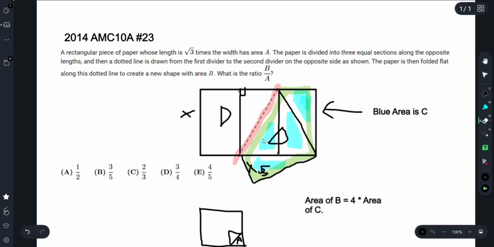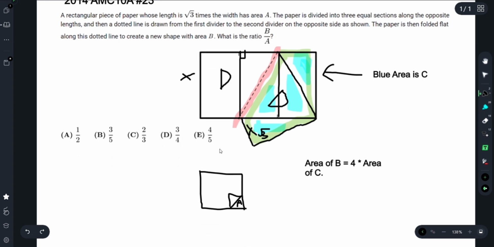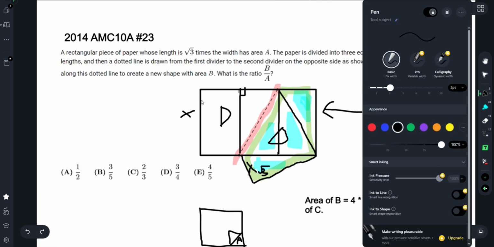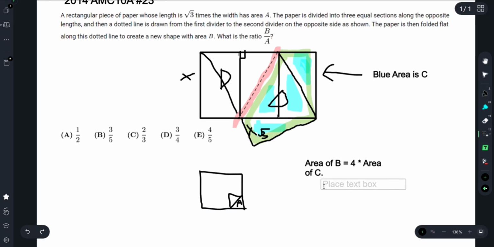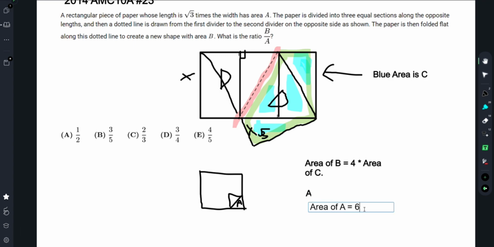Now let's see the original area. Pretty much the original area can be divided into these 3 small squares: 1, 2, 3. Each one can be split into 2 triangles. So 3 times 2 is 6. So the area of A is 6 times the area of C.